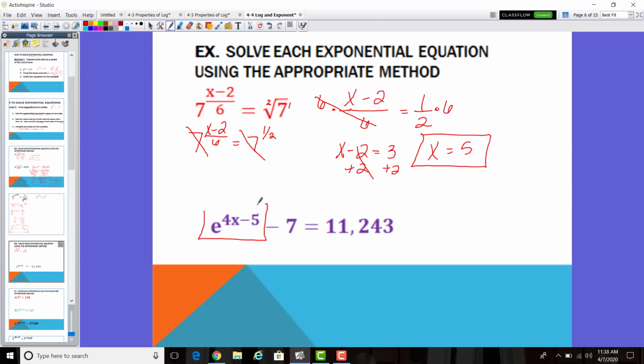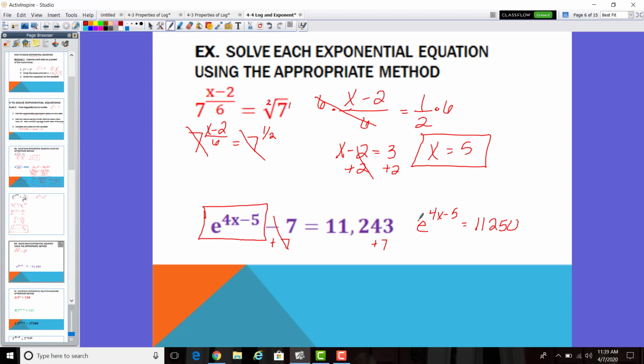This is the first one where before we even decide what method we're going to do, we have to do something. Remember that it doesn't matter in method 1 or method 2. I have to make sure my exponential expression is alone. Since it's not, I have to add 7 to get it by itself. So I'm solving e to the 4x minus 5 power equals 11,250.